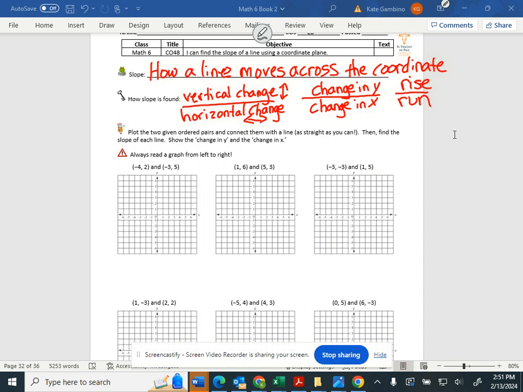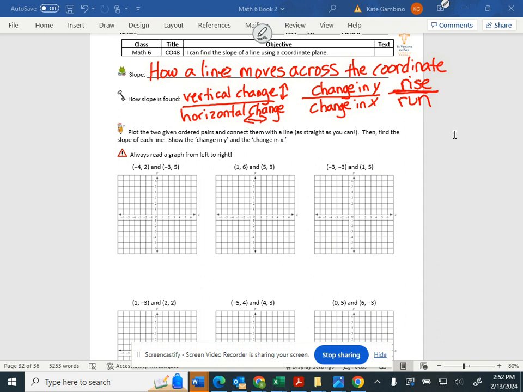First thing we're gonna do is they're giving us two coordinate pairs. Last objective, we were graphing our coordinate pairs, so we know how to do that. They're gonna give us two pairs that we need to graph, and then we're gonna connect them in a line. And you're gonna make this line as straight as you can. Then we're gonna find the slope of the line. We're gonna show that change in y over the change in x, and it's gonna look like a fraction. Think of this as the fraction bar with that rise over the run.